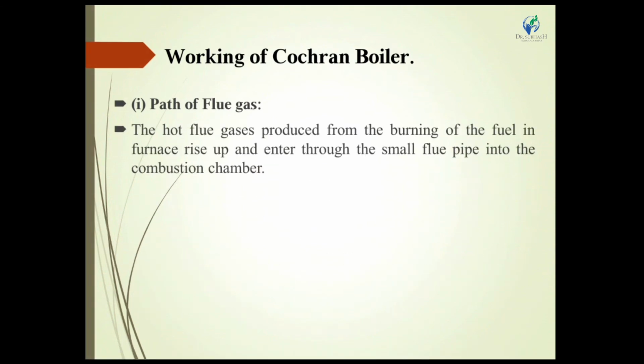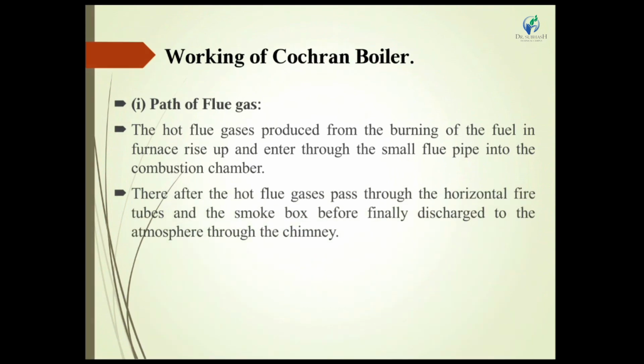The hot flue gases produced from the burning of the fuel in the furnace rise up and enter through the small flue pipe into the combustion chamber. Next, these flue gases pass through the horizontal fire tube and then transfer to the smoke box. Finally, they are discharged to the atmosphere through a chimney.